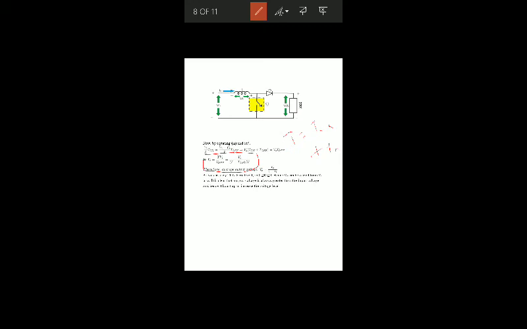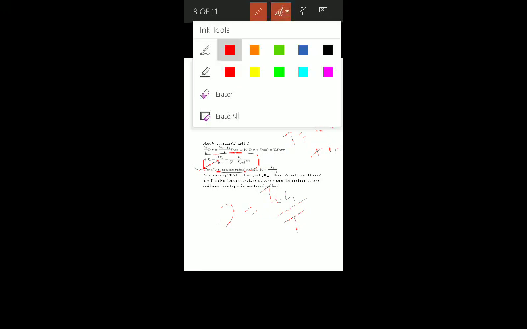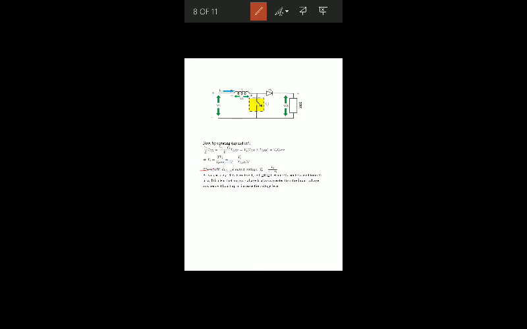Again dividing both numerator and denominator by T, we get this expression for V naught. T on by T is the duty cycle, as I told you, so we represent T on by T as D. So we will get this expression. Therefore V naught is equal to Vs upon 1 minus D.